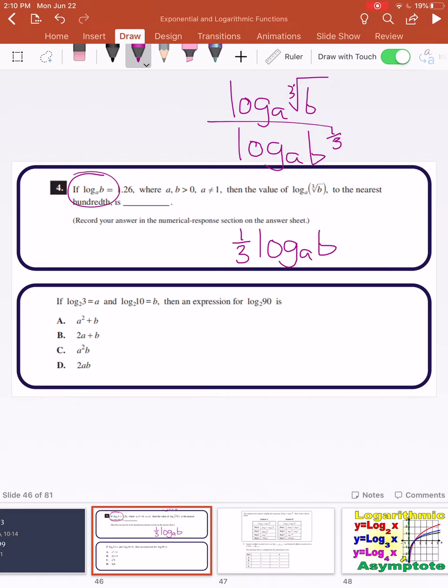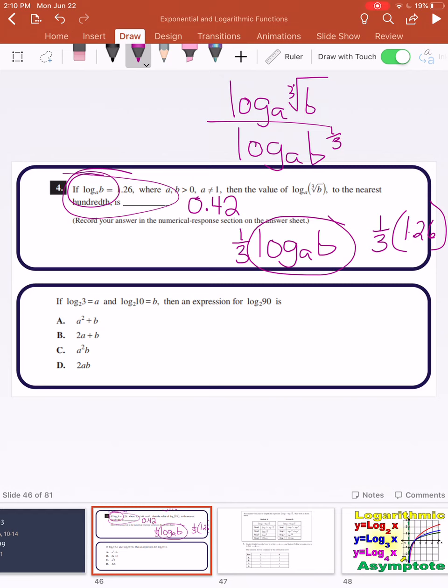Now, because this looks exactly the same, I can substitute 1.26 in for that log AB. So really, I'm just taking 1/3 and multiplying it by 1.26. I can type that in my calculator, round to the nearest hundredth, and I should end up with an answer of 0.42.